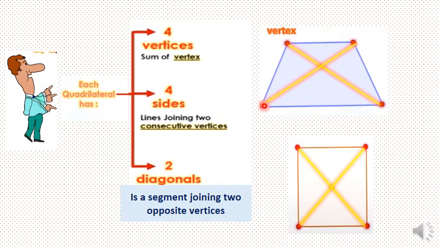This is a vertex. This is a vertex. This is a vertex, and this is a vertex. They are called four vertices together. This is a diagonal, and this is a side.